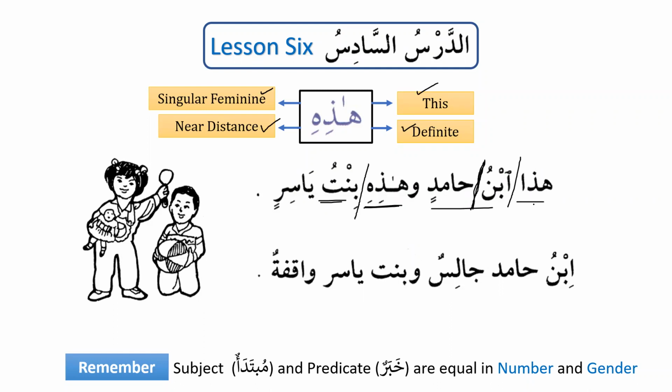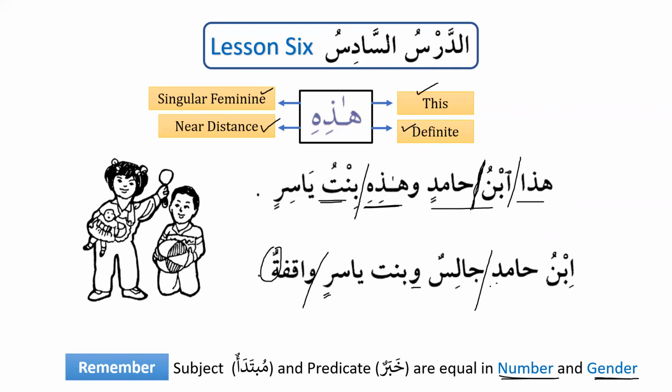We know that a nominal sentence consists of 2 parts only, subject and predicate, and they are equal in number and gender. We have to focus on gender, and also they are equal in number, as we can see over here. Ibn Hamidin jalisun wa bintu Yasirin waqifatun. Now we see over here Ibn Hamidin, so we say jalisun because it is masculine. But when we talk about bintu Yasirin, then what do we say? Waqifatun, she is standing. So Ibn Hamidin jalisun, the son of Hamid is sitting. Wa means and, bintu Yasirin, the daughter of Yasir, waqifatun is standing.